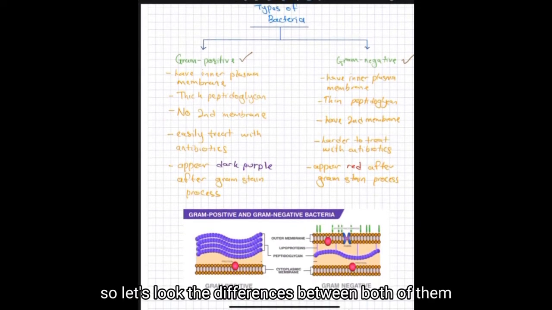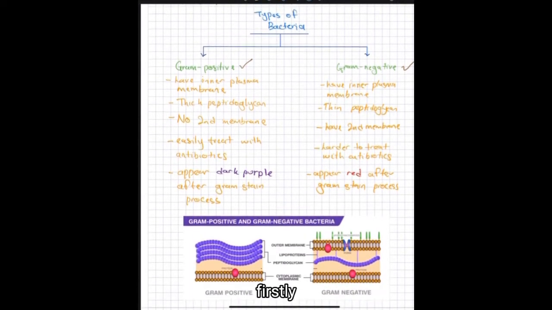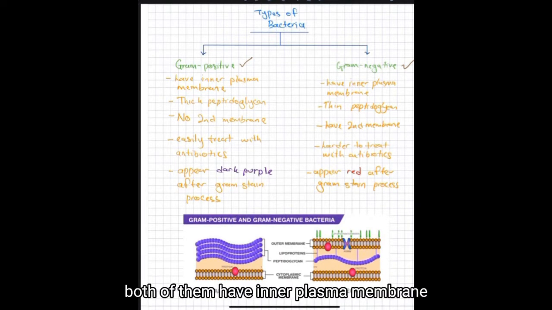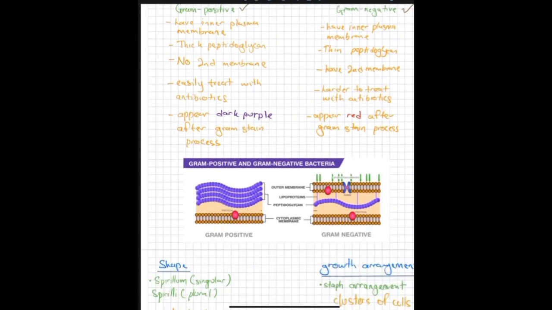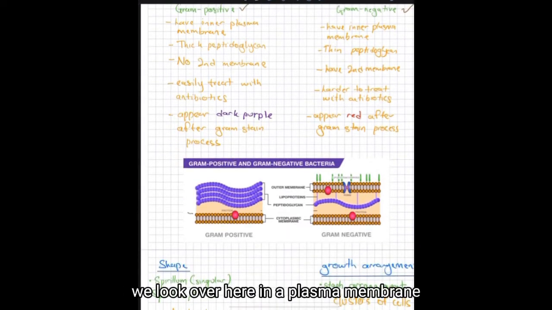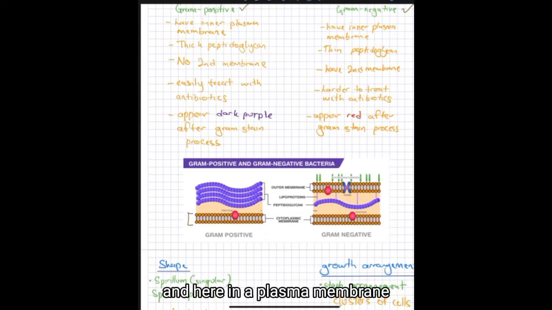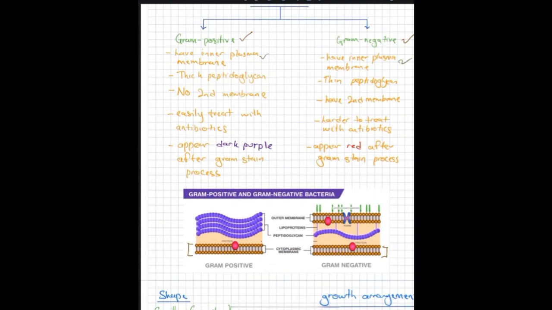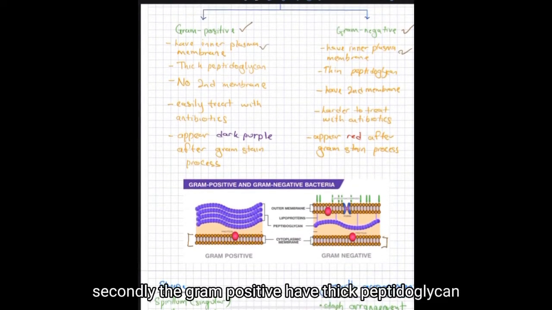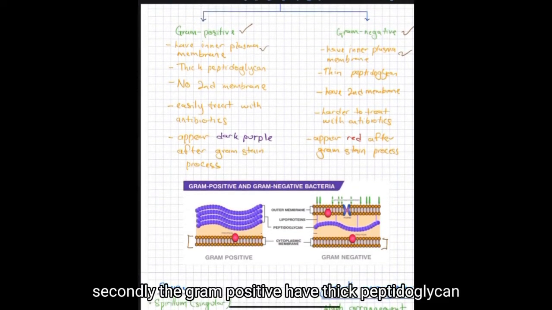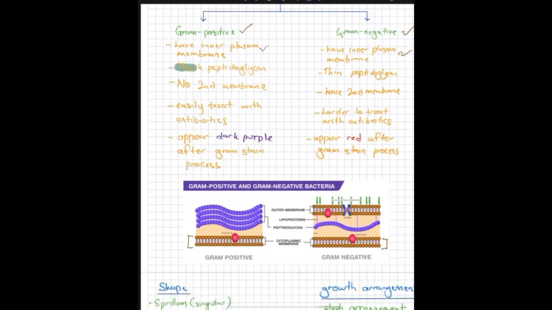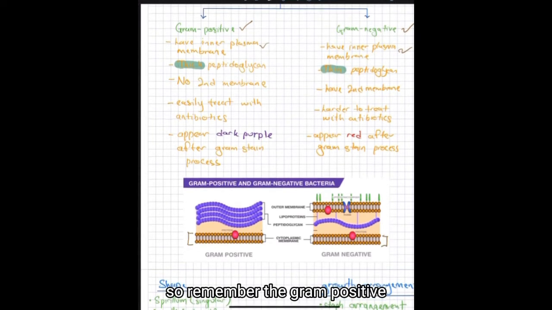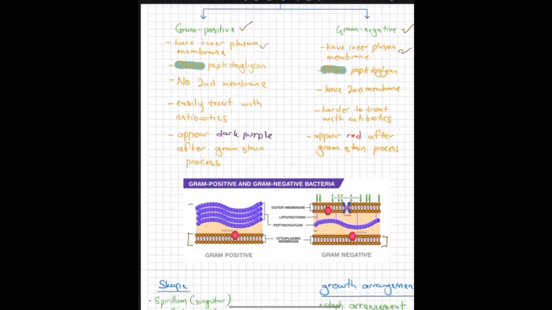So let's look at the differences between both of them. Firstly, both of them have inner plasma membrane. We look over here, inner plasma membrane, and here inner plasma membrane. And secondly, the gram-positive have thick peptidoglycan over here, and the gram-negative have thin peptidoglycan. So remember, the gram-positive have thick.